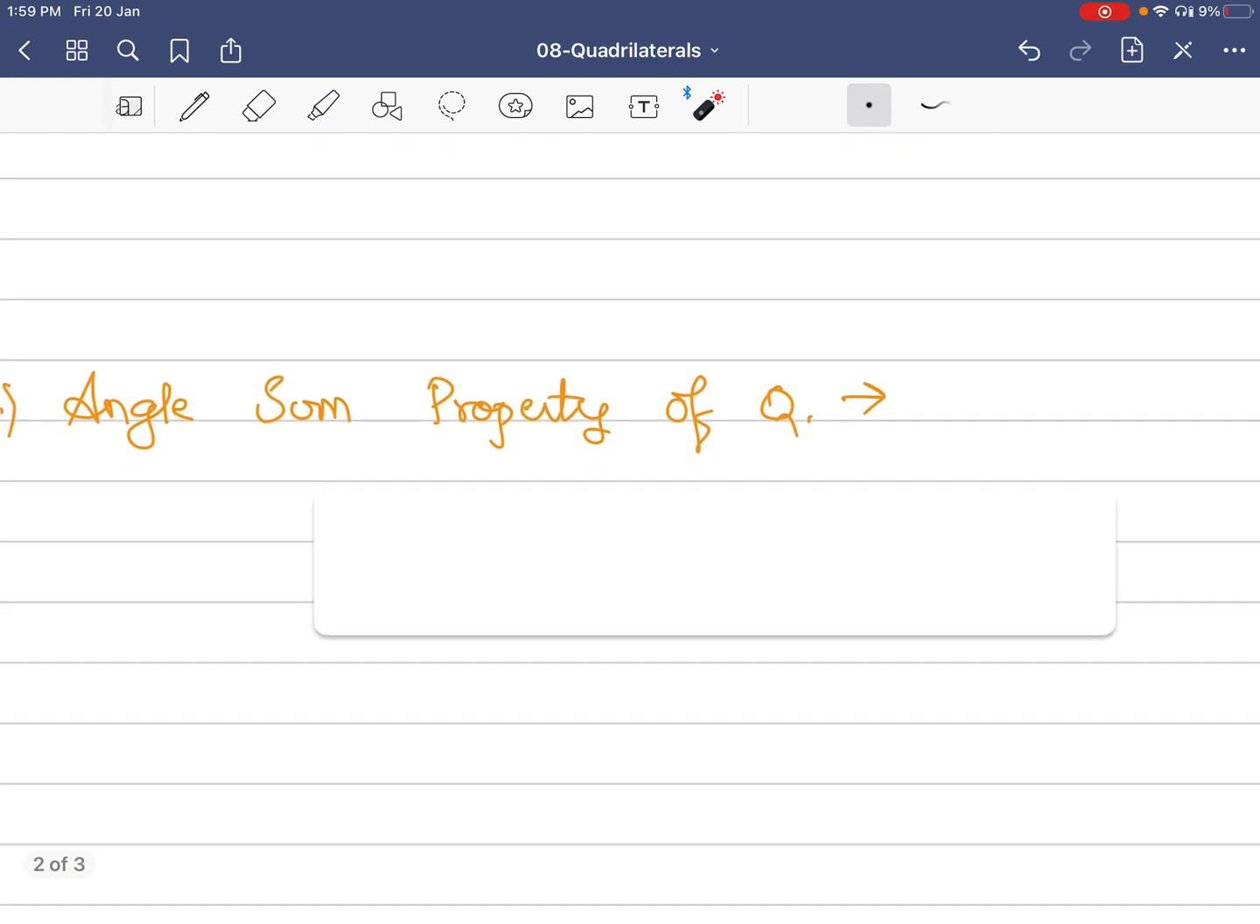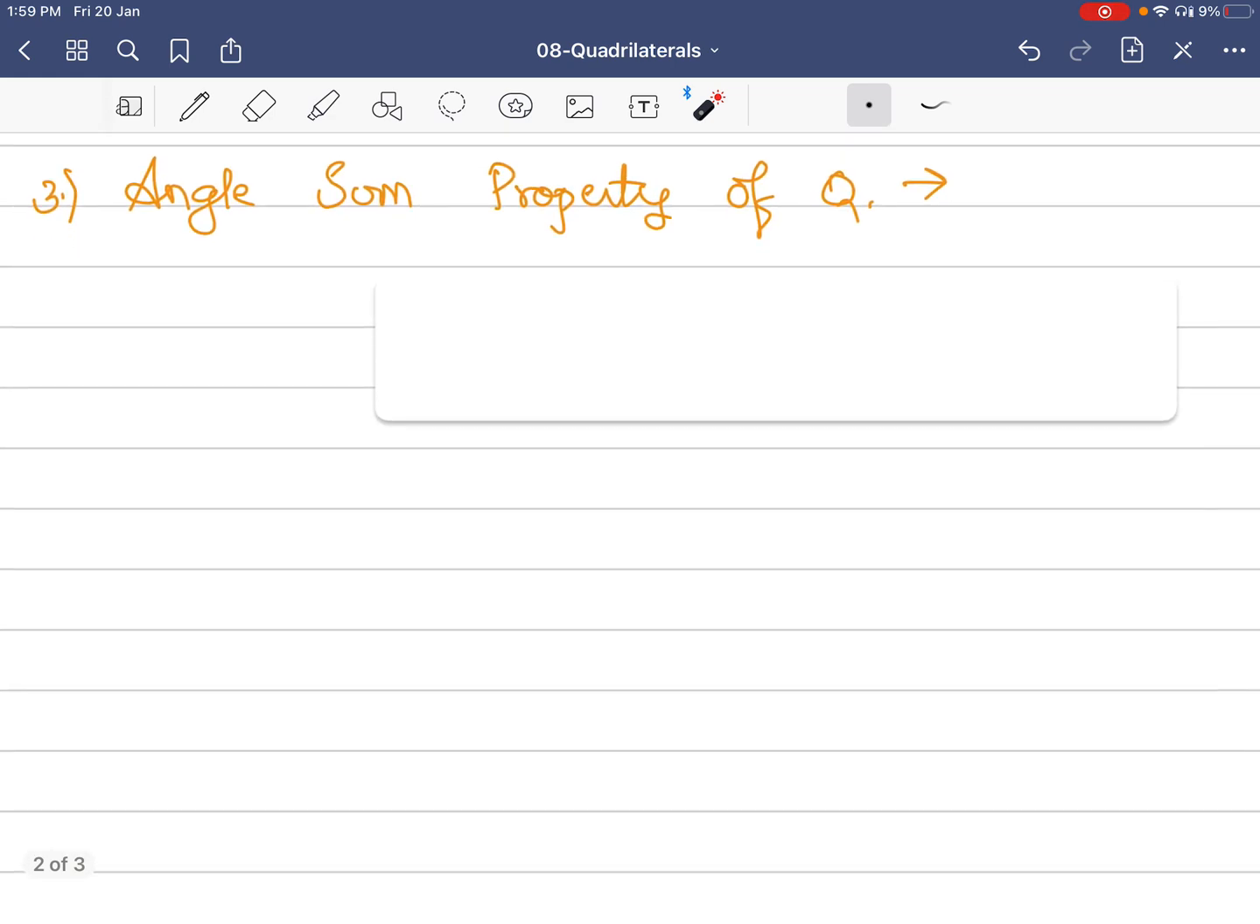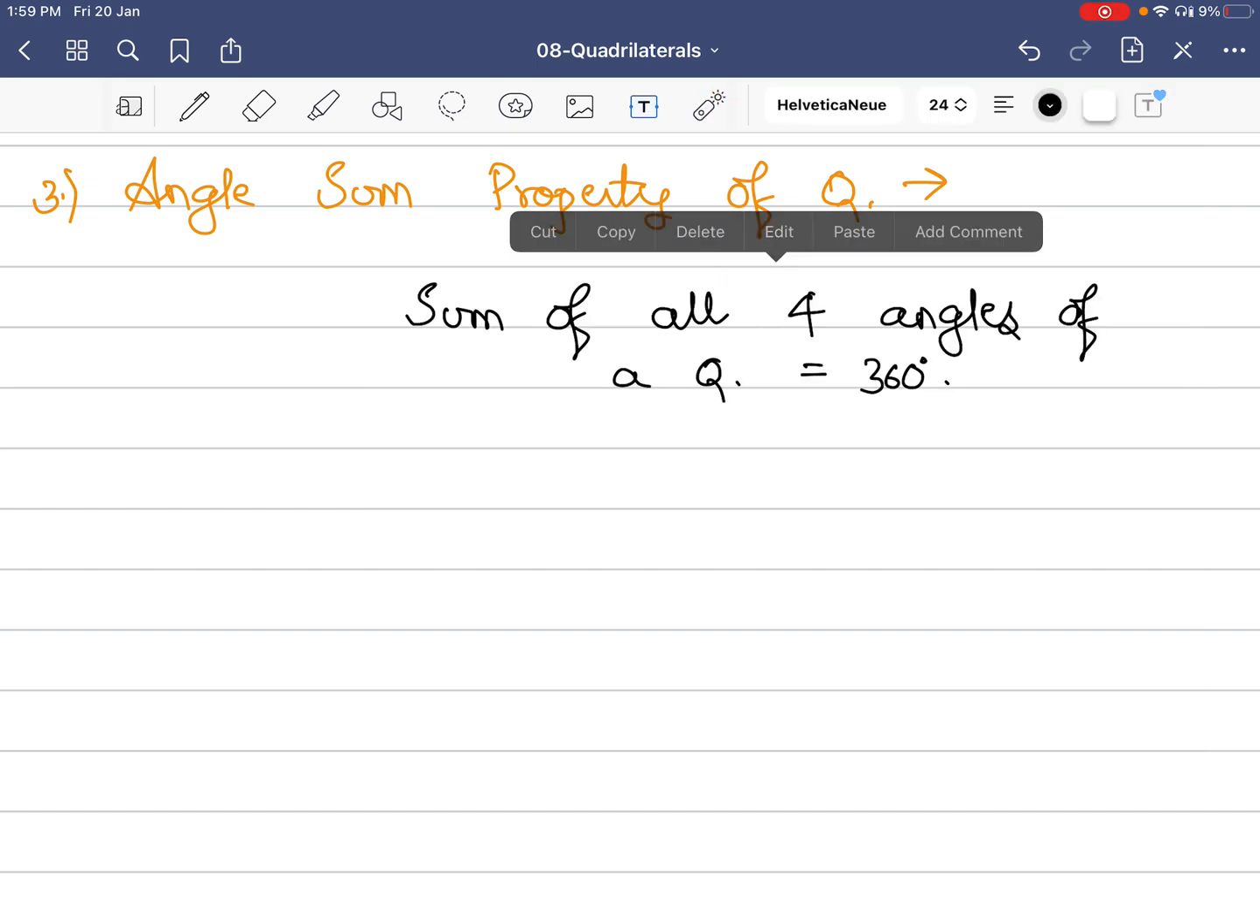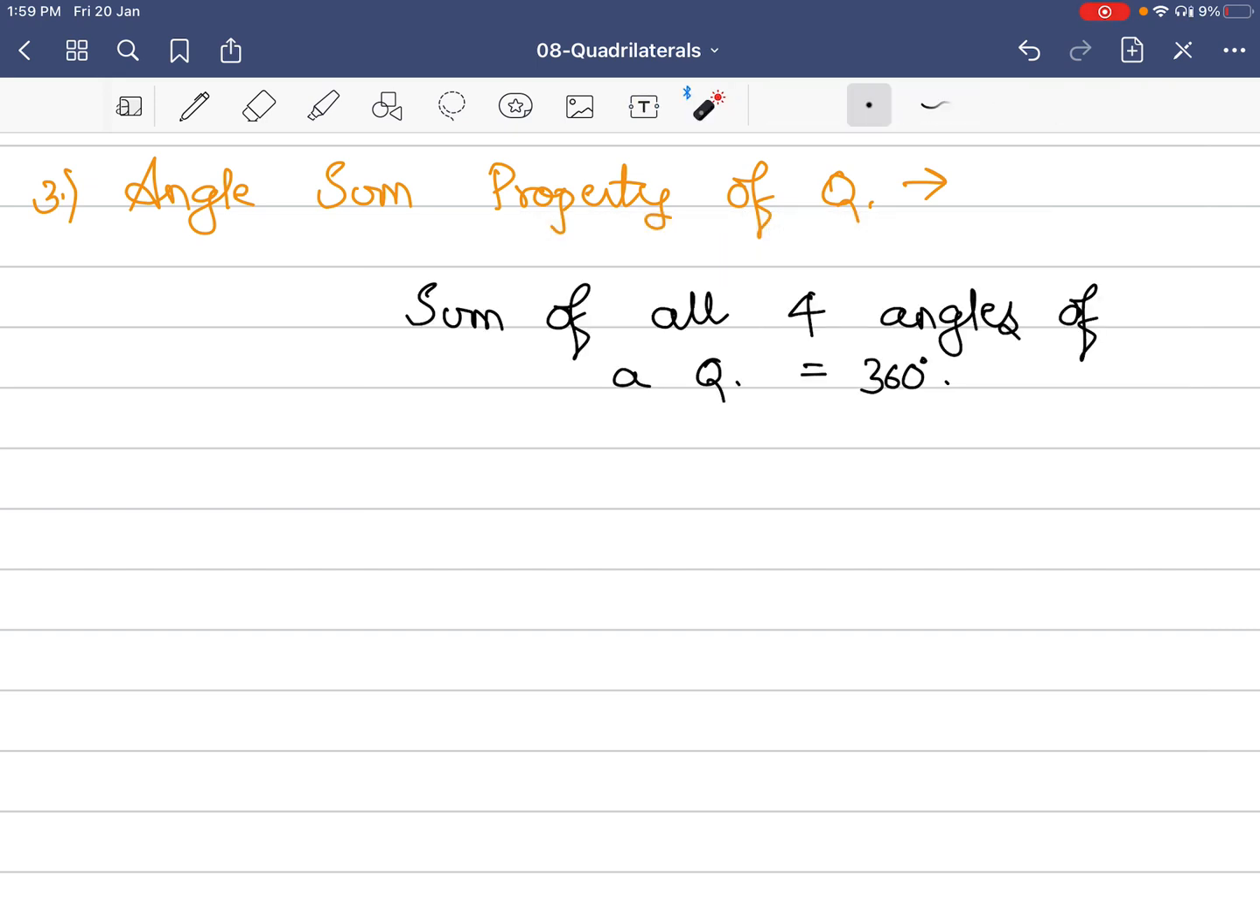So that's an important point. Now, let's move to an important property of a quadrilateral. It's called the angle sum property of a quadrilateral. What does this mean? Here is a definition that I mentioned for you. Okay, let's read it out. So, the sum of all four angles of a quadrilateral is equal to 360 degrees.